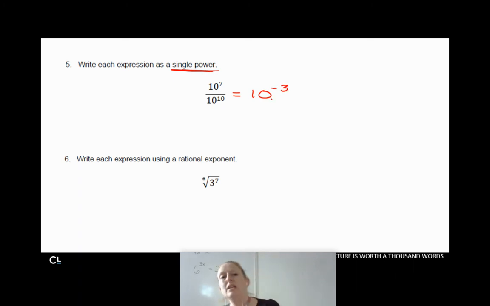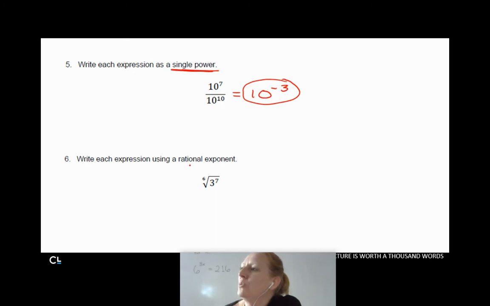Now, it did just say to write it as a single power. It didn't say anything about simplifying or making it pretty. So you are welcome to leave it this way if you like. Totally fine. If it bothers you, I guess you can play with it further, but I'm just following directions. Write it as a single power. There it is. One power. Good job.